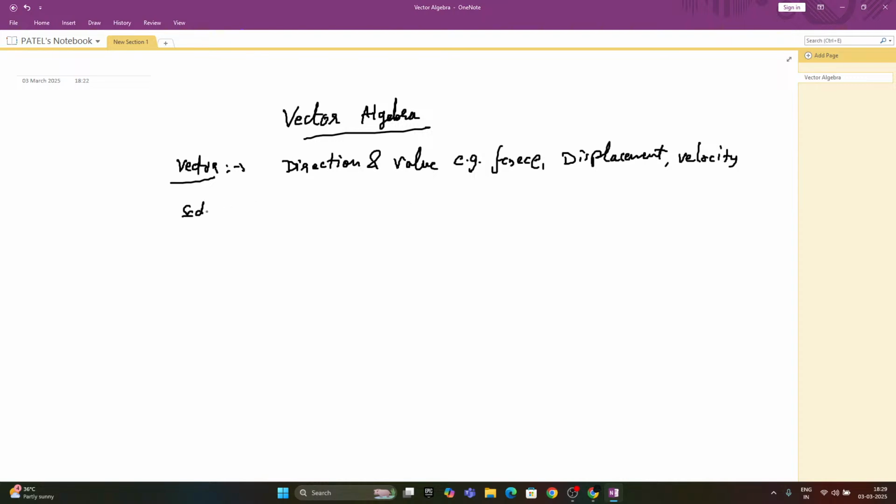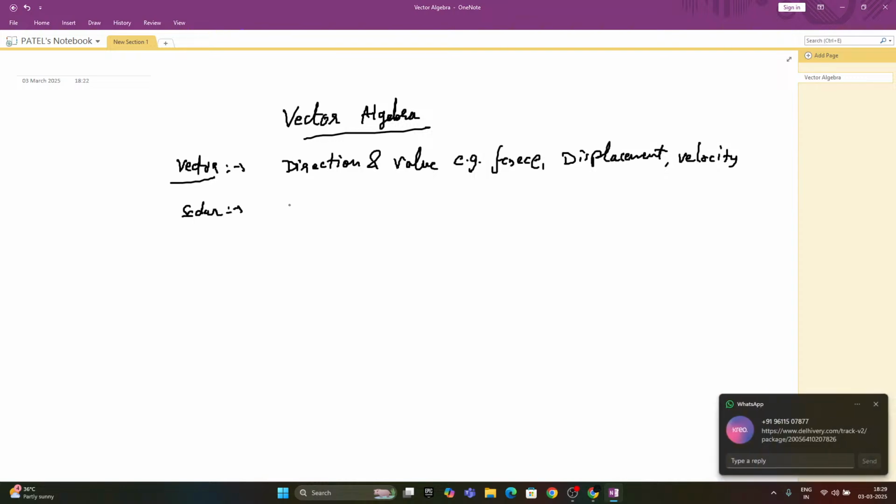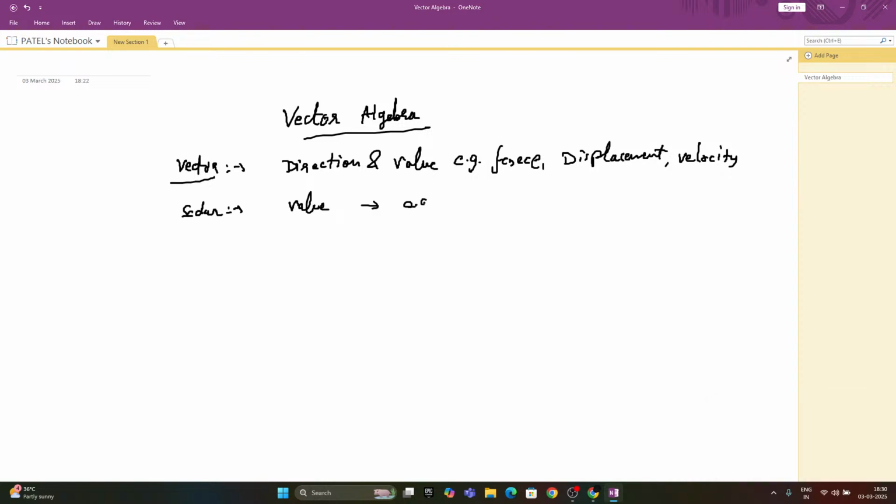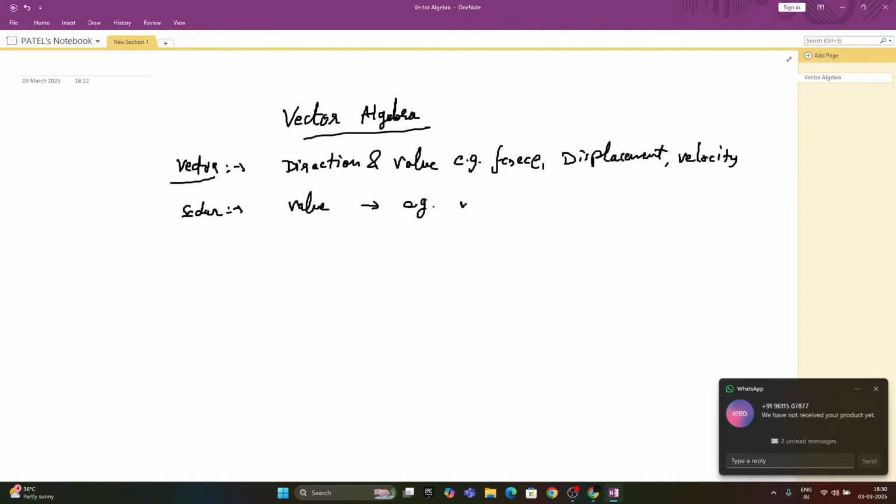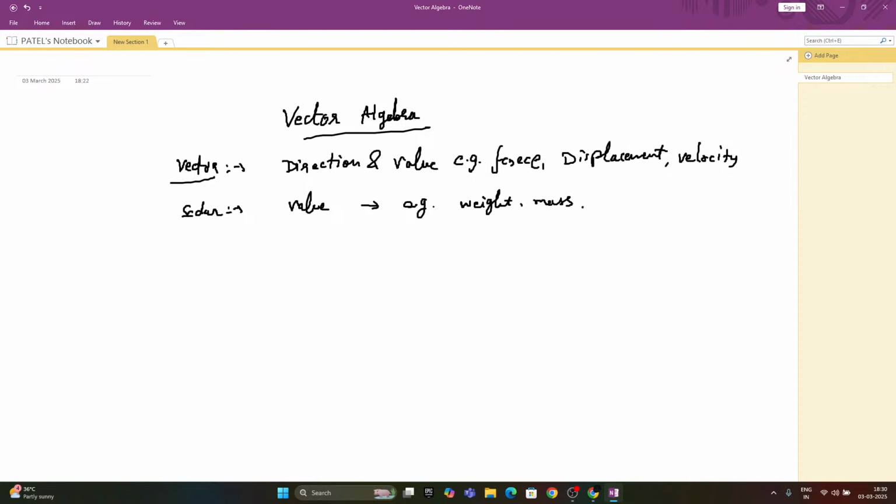Its younger brother is scalar. A physical quantity described by only the value is called a scalar. For example, weight, mass, temperature. This way we are starting with vector algebra. Vector is the physical quantity and algebra means the calculation of the vectors.